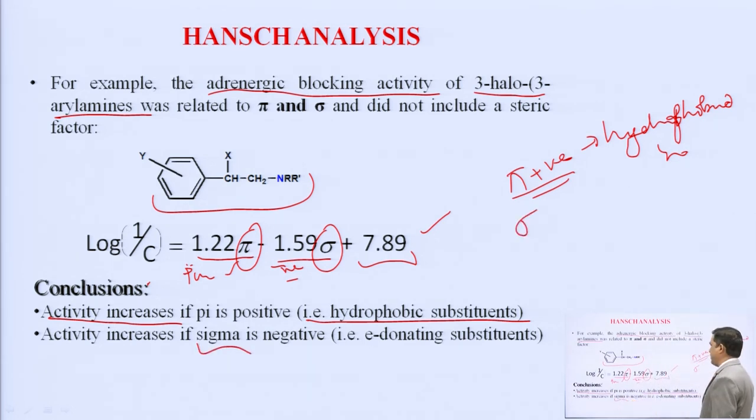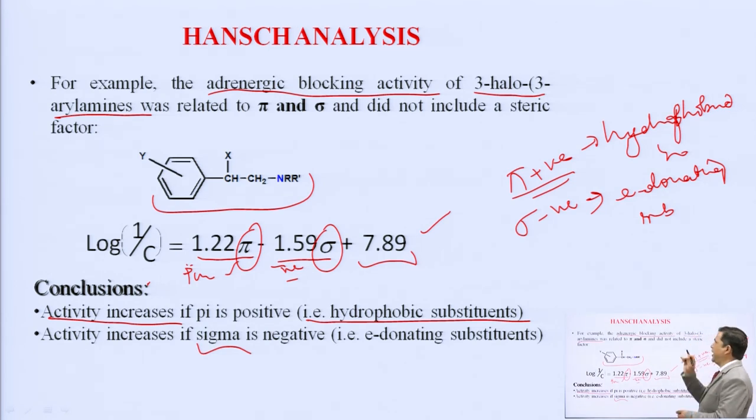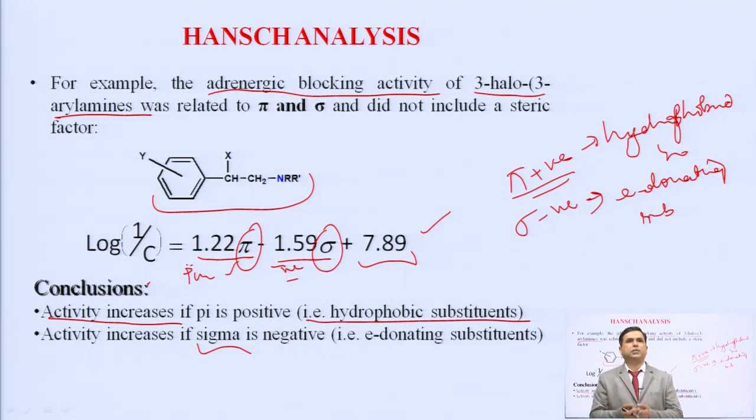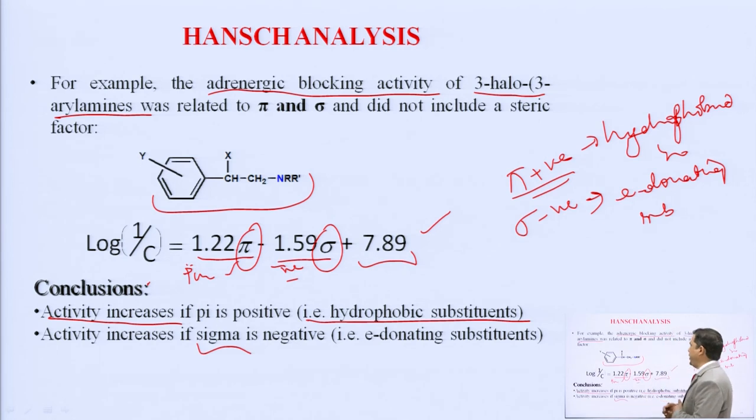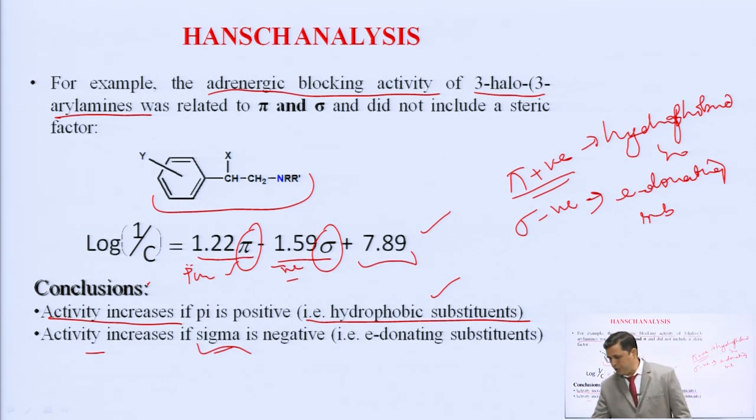Sigma, the Hammett substituent constant, is the electronic parameter. Negative means electron donating substituents. In this case, the series derived from the 3-halo-3-aryl amines, if we want to increase the activity of the compounds, then we have to choose the pi value, that is, the hydrophobic substituents. And activity increases if sigma is negative, that is, with electron donating substituents.